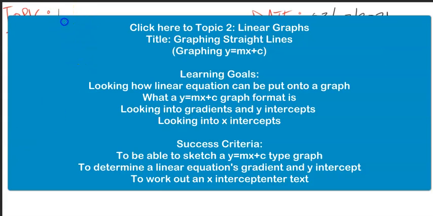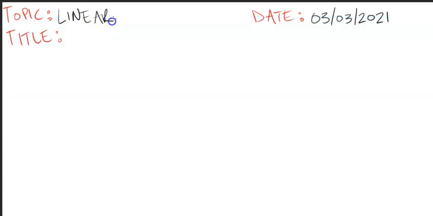Topic, for this case, is linear graphs. Okay, so the topic before was linear equations. Now we're going to look into linear graphs. So there is a link between the two. And the title for this one is sketching or graphing. No, I'm pretty sure it is sketching. Nope, it's graphing, like consistency. We are technically sketching as well, but graphing y equals mx plus c.